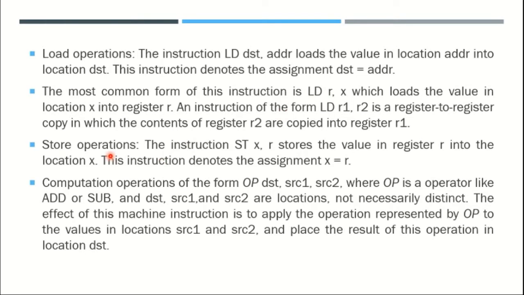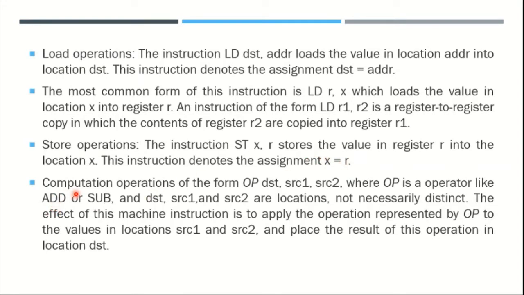And next, store operations. A store operation is simply used for copying some value to another variable or another register. For that purpose we use the store operations. For example, there is an instruction like st x, r. Here it stores whatever the value of r, and that value is simply assigned to x. So that is nothing but x equals r. The value of r is assigned to x.